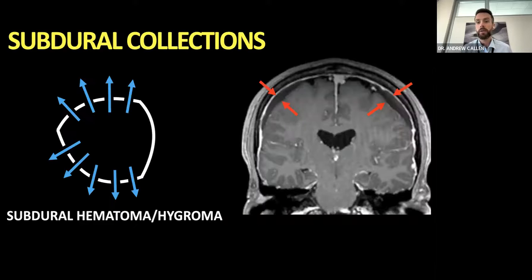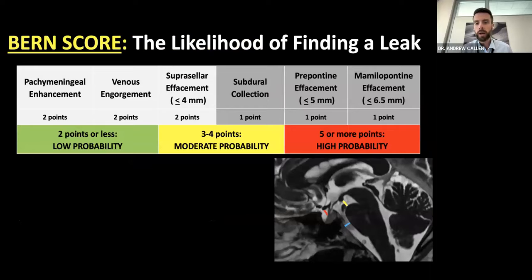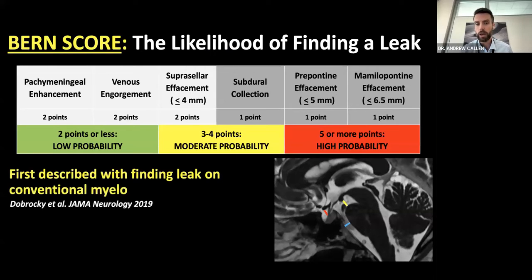Patients often get drains put in, a septs, what have you, to drain these collections, and they will just reaccumulate if the underlying CSF leak is not treated. We can quantify these findings in the Burn score. The Burn score looks at these findings which we just discussed and ascribes particular measurements to the narrowing of the suprasellar, prepontine, and mammilopontine distances to assign a probability of finding a CSF leak on subsequent myelography.